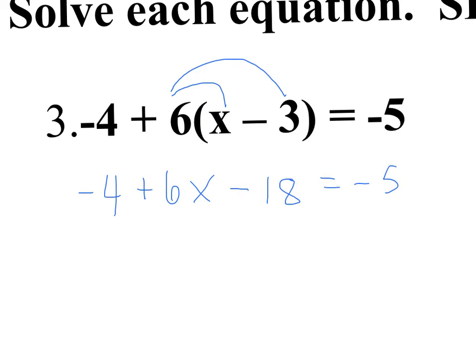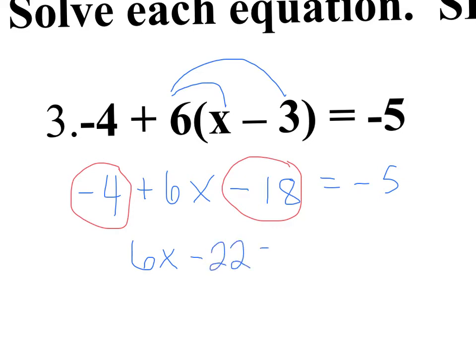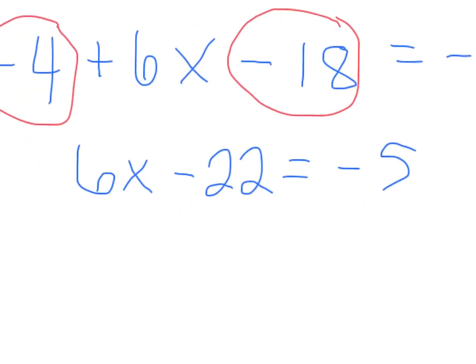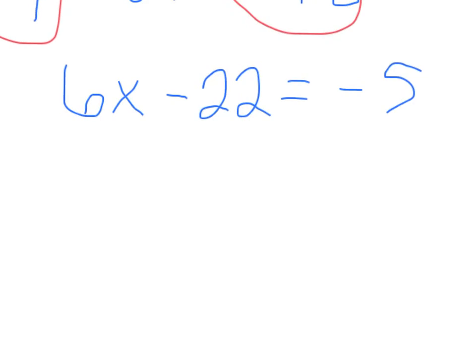Now, your step 2, you need to combine like terms. You'll notice that we have some integers that we can add together. We have negative 4, and we need to subtract 18 from that. If we combine, you have 6x, and negative 4 minus 18 on your calculator should give you negative 22. And that all, of course, equals negative 5. Now you're down to your two-step equation, and we can solve it like we normally do. Undo subtraction with addition.